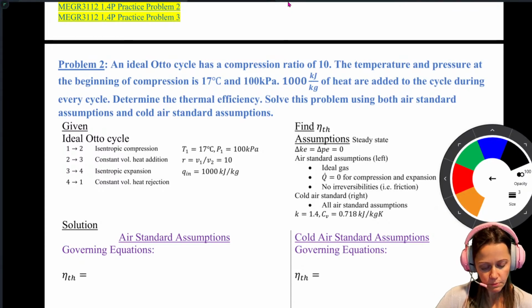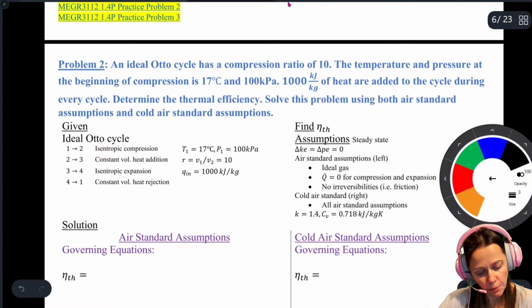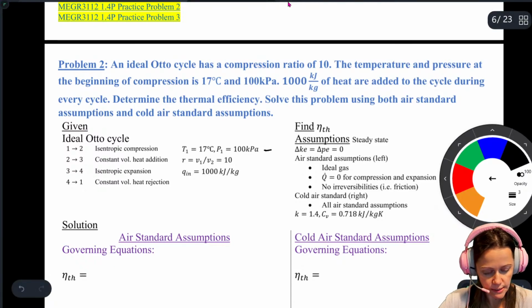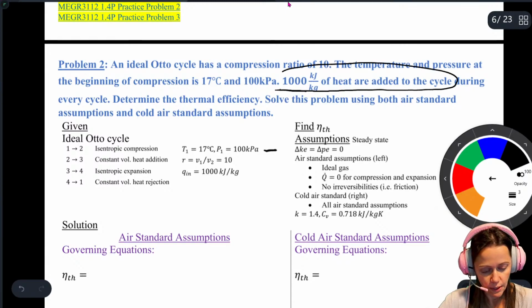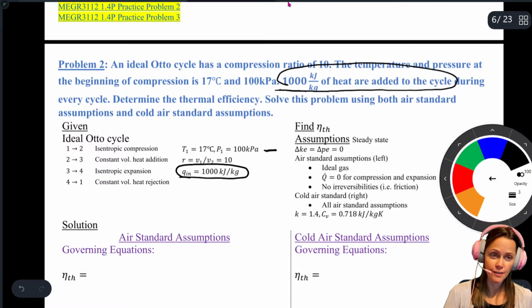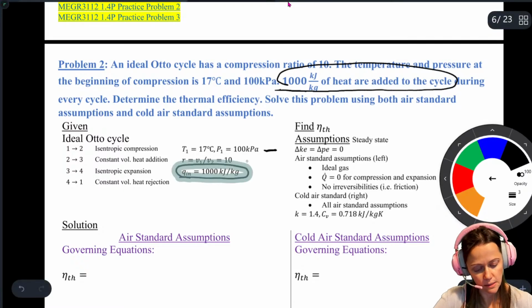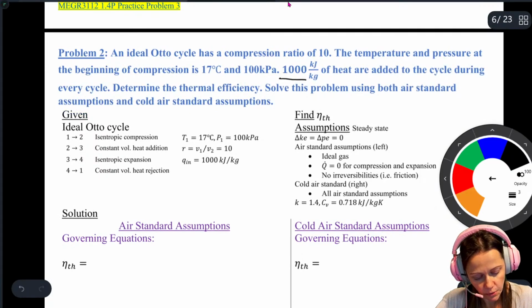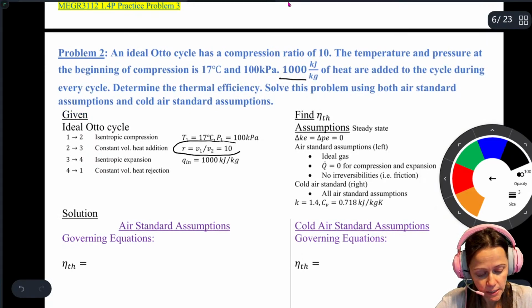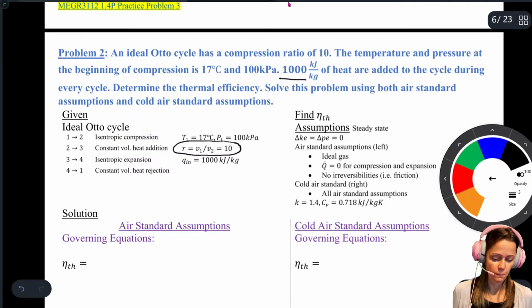All right, so the temperature and pressure at the beginning of the compression process, T1 and P1, are 17 degrees Celsius and 100 kilopascals. Then it says 1,000 kilojoules per kilogram are added to the cycle. That's your q_in there, and it's a lowercase q because it's on a per mass basis. And then the compression ratio, which is the maximum volume over the minimum volume, is 10.